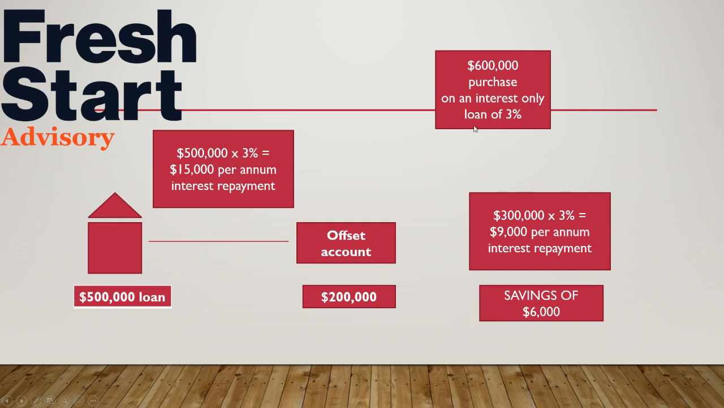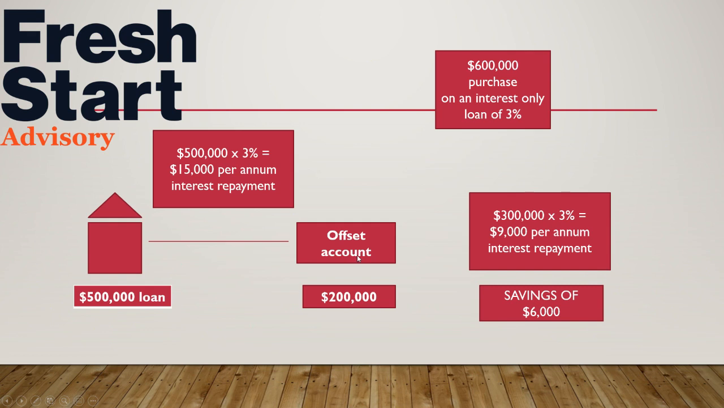Okay, so let's use the example of someone going out and purchasing a $600,000 property on an interest only loan of 3%. The person here threw down $100,000 of their own money, so they are then paying interest on $500,000 at 3%, which equates to $15,000 per annum, just in interest repayments. Let's just work with interest only here. So as you see here, here's the house, $500,000 loan.